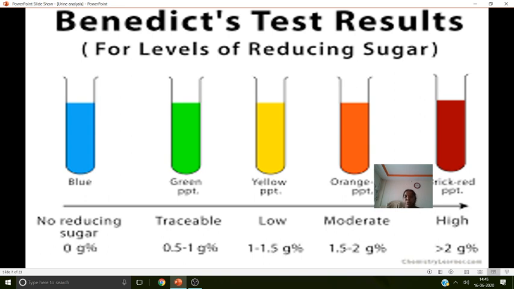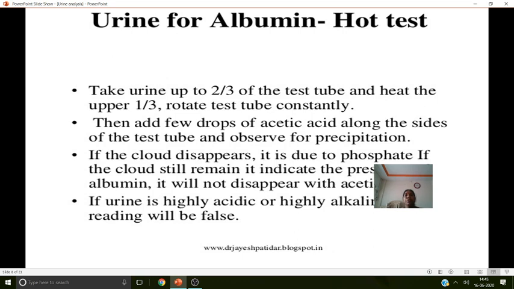Next, urine for albumin. Not only the sugar we are detecting in the urine, we can also observe some of the protein which will be excreted. That is the albumin. We are calling it the Heller test. So again, one more name is there. Take urine up to 2/3 of the test tube and heat the upper 1/3.